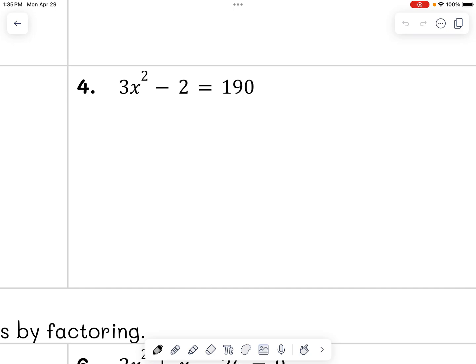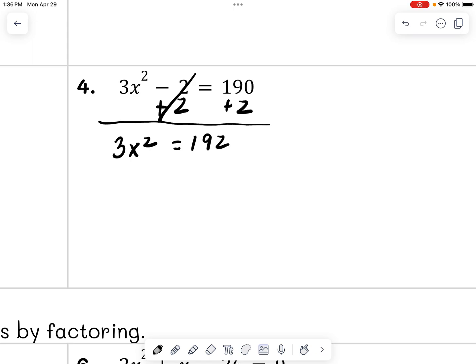So I'm going to start by moving the term furthest away, which would be the -2. So I'm going to use inverse operations. So the opposite of -2 would be +2. So I'm going to add 2 to both sides. It would cancel out here, and I would be left with 3x squared equals 192.